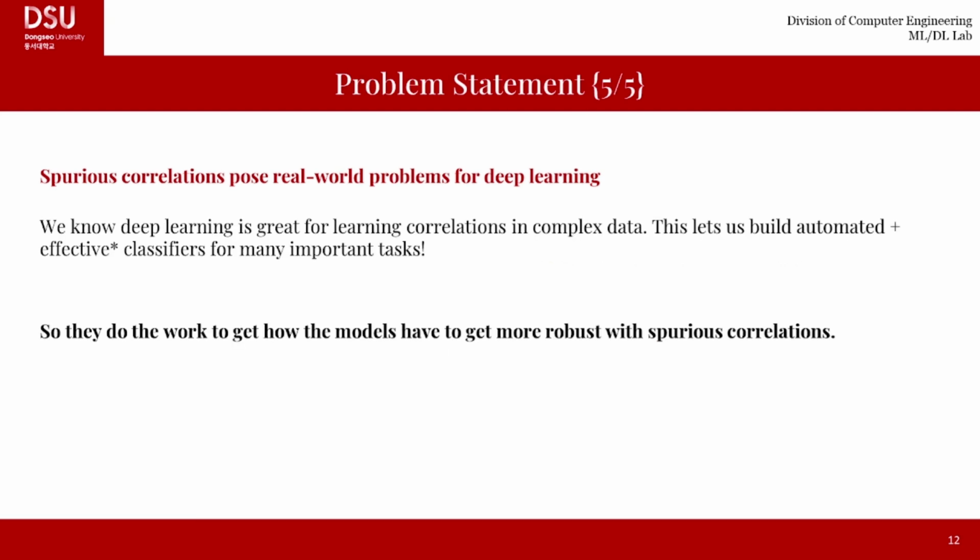So basically, we know deep learning is great for correlating complex data, and that's why this label has built automated and effective classifiers for many important tasks. So they do the work on how to make the model more robust to the spurious correlation. Basically, they try to focus their research on robustness to the spurious correlation.